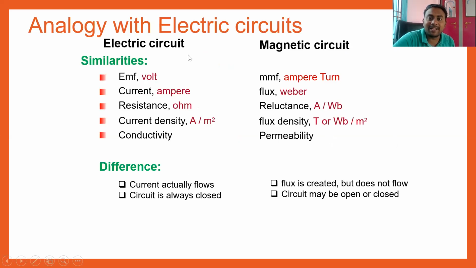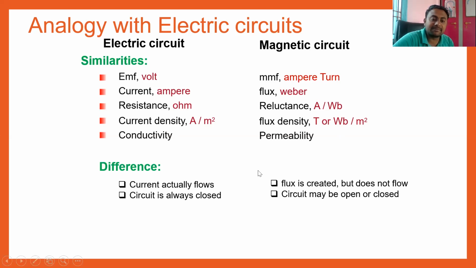The similarities of the electrical and magnetic circuits are: EMF is represented with volts in the electrical circuit and MMF in ampere turns. Current in amperes, flux in Webers, the same nature. Resistance is represented with ohms, and in magnetic circuits with reluctance, ampere turns per Weber. Next, current density in ampere per meter square, flux density in Tesla or Weber per meter square. Conductivity in magnetic circuits we call permeability.